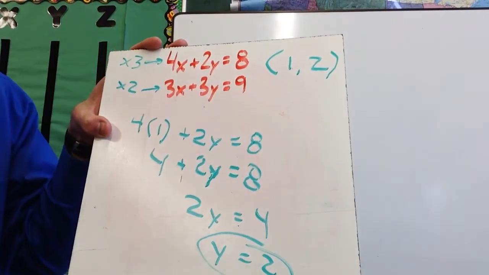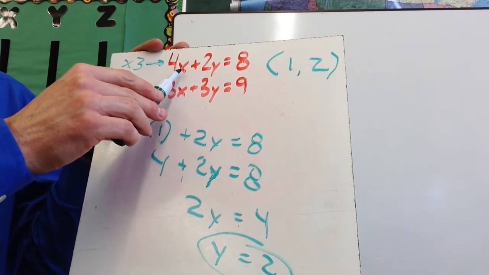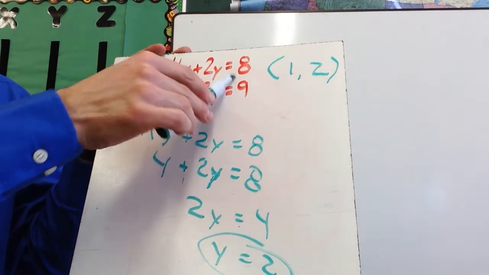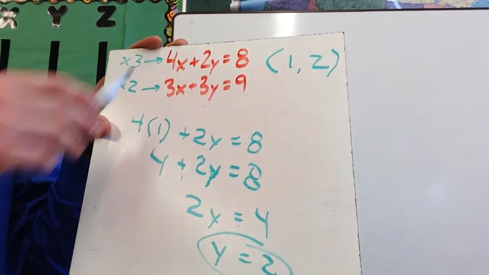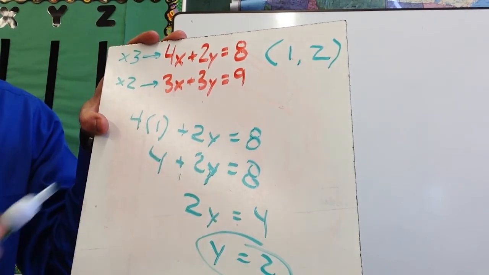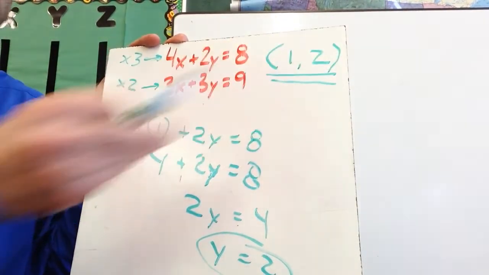And again, I can substitute this in and check to make sure that 4 times 1 plus 2 times 2 equals 8, and that 3 times 1 plus 3 times 2 equals 9. Since both of those statements are true, I know that this is my answer.